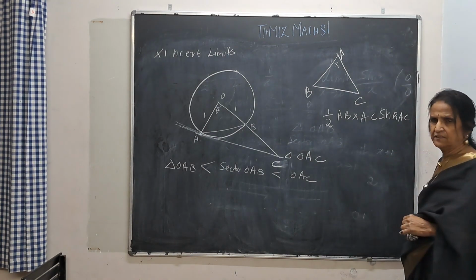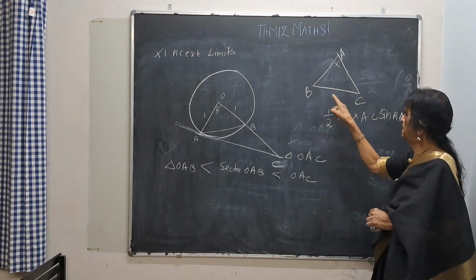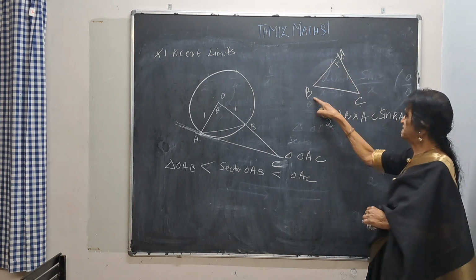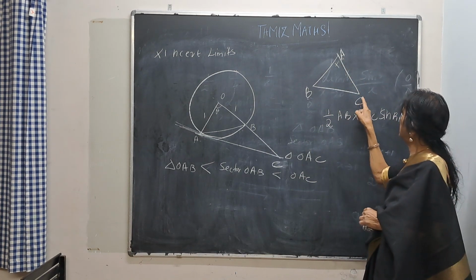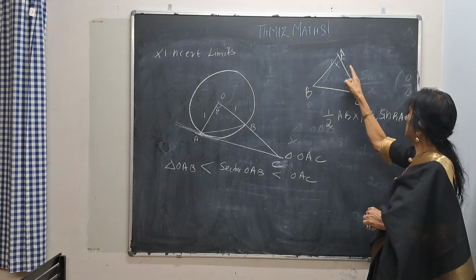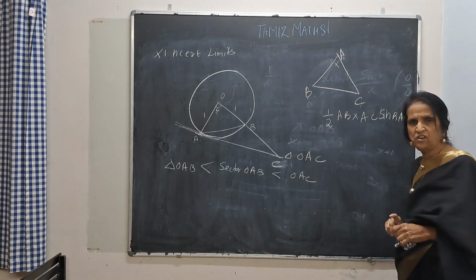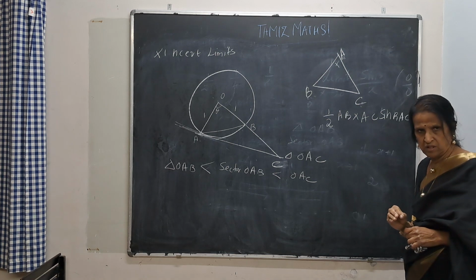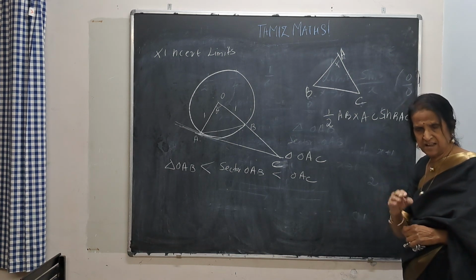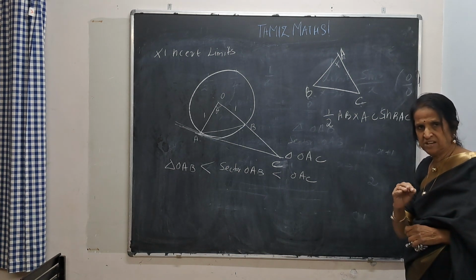It can be anything. It can be BA into BC into sine of ABC. It can be CA, of course half into CA into CB into sine of BCA. So area of the triangle is half product of any two sides into sine of the included angle.